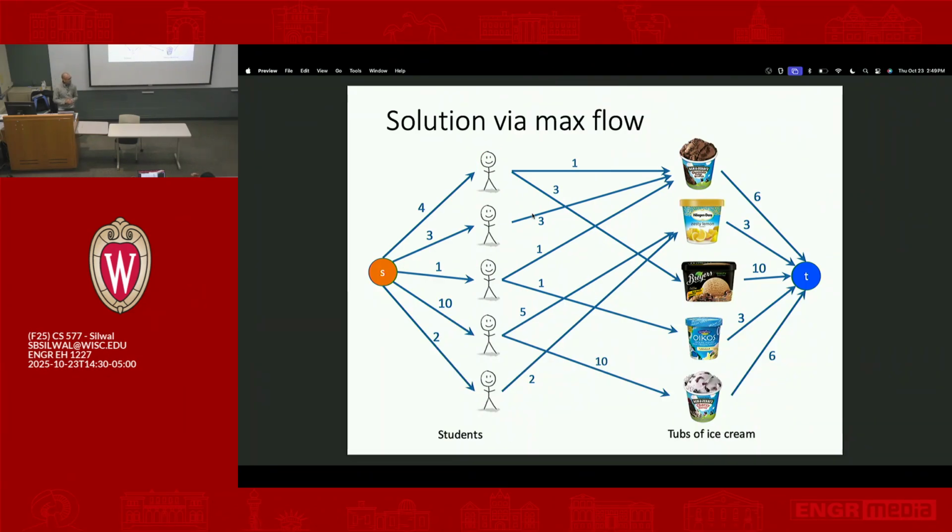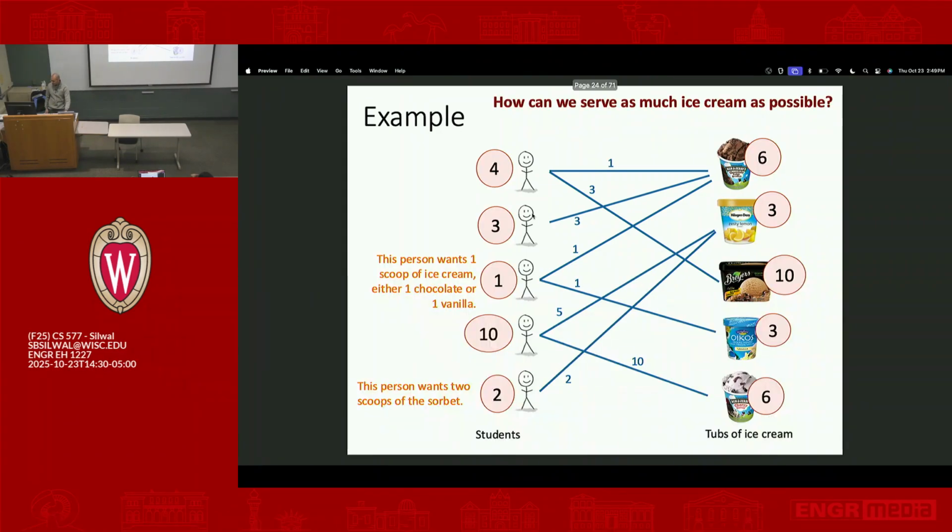Basically, it's the same as before. So here the capacity just says there's only 6 scoops of ice cream here. So whatever students get here, you can't have more than 6 scoops of ice cream being taken out. This person wants 1 scoop of ice cream, chocolate.